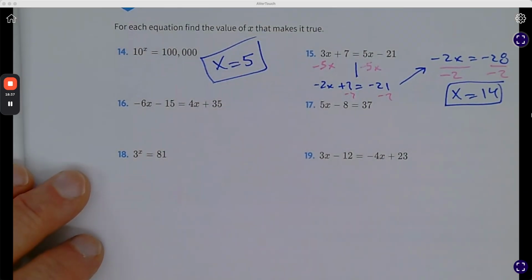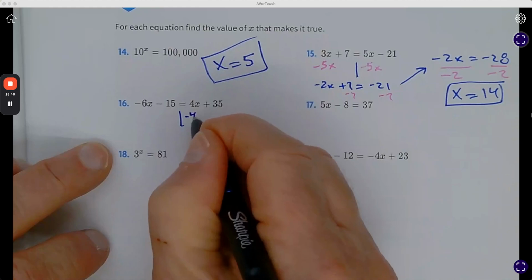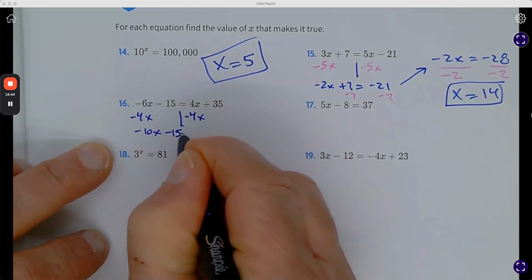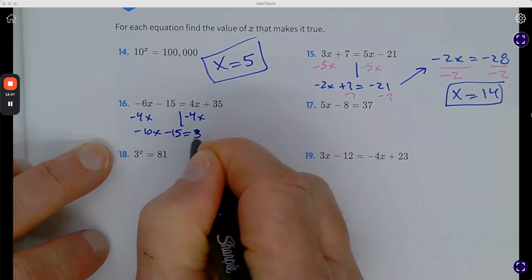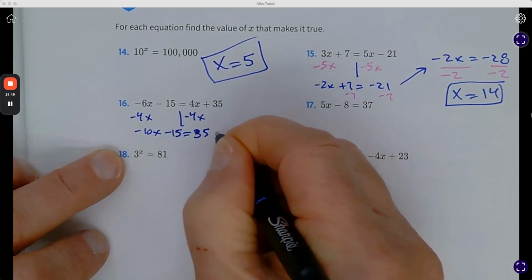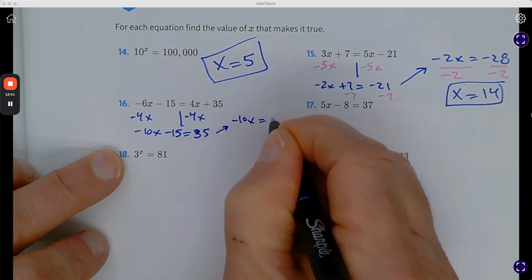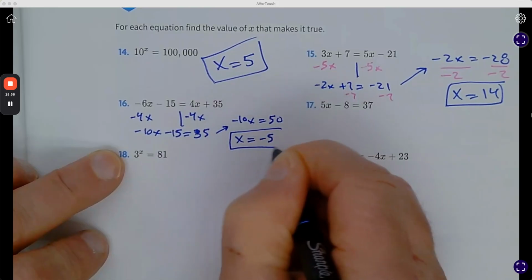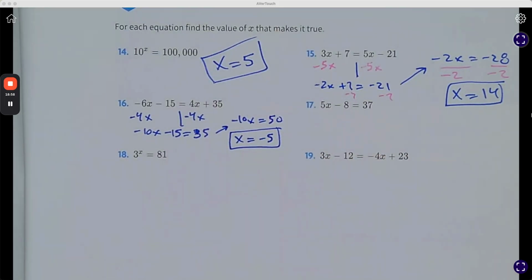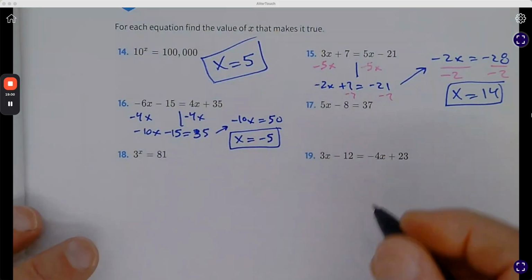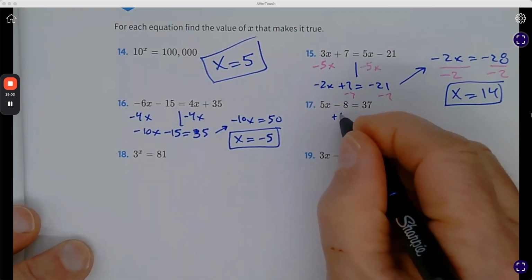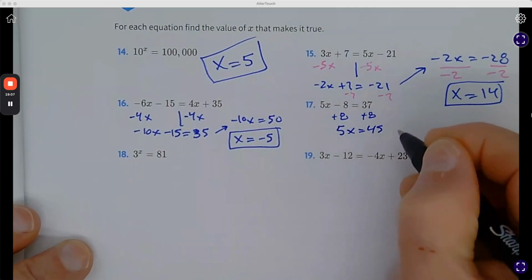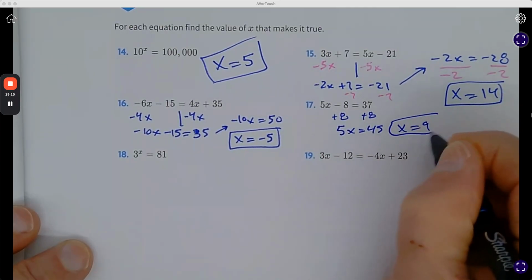Right here, same thing. It's very similar. Subtract 4x. That's negative 10x minus 15 equals 35. Add 15 to both sides. Negative 10x equals 50. Divide by negative 10, x equals negative 5. All right, let's do this one. Add 8 to both sides. So I'm isolating the term with x. Divide by 5. Boom, you're done.